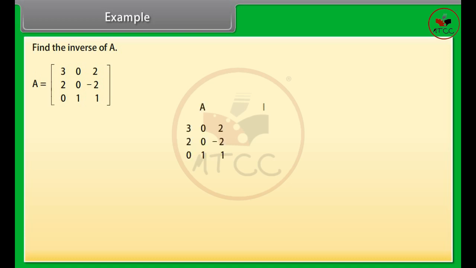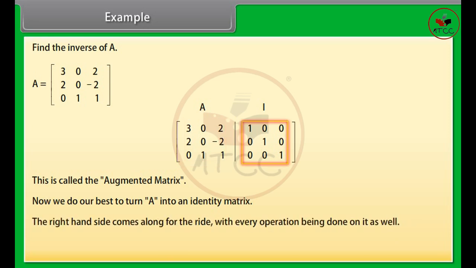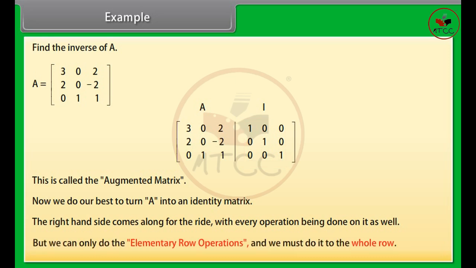Example. Find the inverse of A. We start with the matrix A and write it down with an identity matrix I next to it. This is called the augmented matrix. Now we do our best to turn A, the matrix on the left, into an identity matrix, and the right hand side comes along for the ride with every operation being done on it as well. But we can only do the elementary row operations, and we must do it to the whole row.